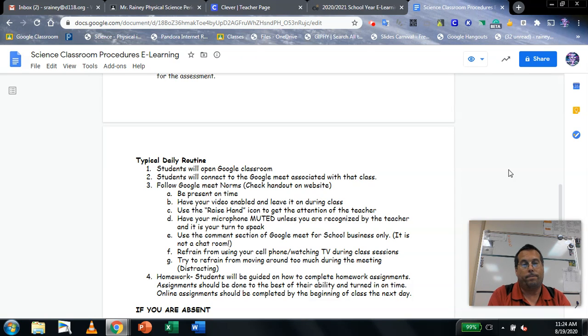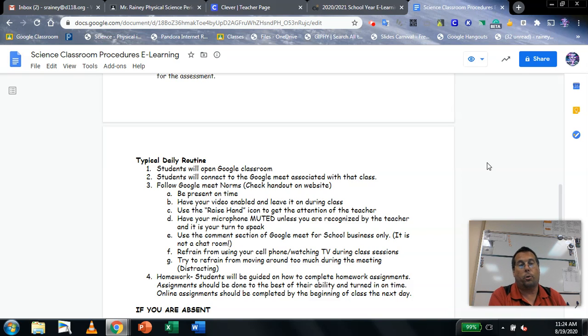Be present on time. Make sure you're in the right class at the right time. Don't show up with 10 minutes left, 5 minutes left. We are going to be taking attendance. How that's going to look is not exactly sure yet, but I will be taking attendance at some point to make sure that you've logged in. So be present on time. Make sure your video is enabled. If your Wi-Fi cuts out and you have to kick back on, that's fine. I'll be able to track that to see that you were logged in for most of the time.